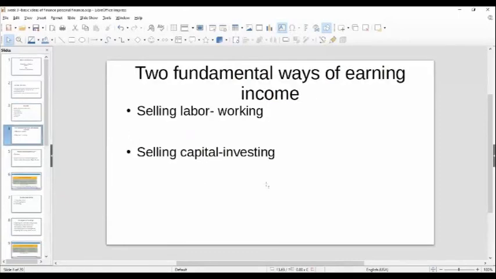There are two fundamental ways of earning income. One is selling labor and the other one is selling capital. For selling labor, as I have said a while ago, if you are employed, then you are selling your skill to the company, and for that you are entitled to salary. Another one, if you have a business and you are self-employed, of course you are selling your skill in your own business.